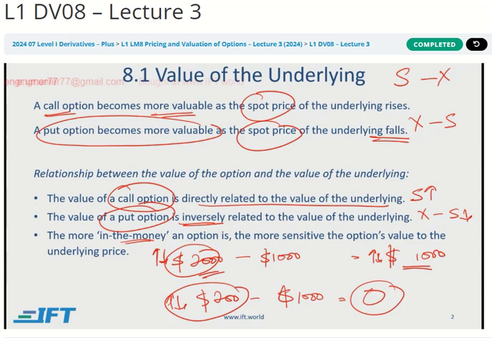So changes in the underlying price for deep out of the money options are not that sensitive for the option price, but if you are in the money, then the changes are very, very sensitive to the option's value. So the changes in the underlying price will be very sensitive to the option's value for deep in the money options.